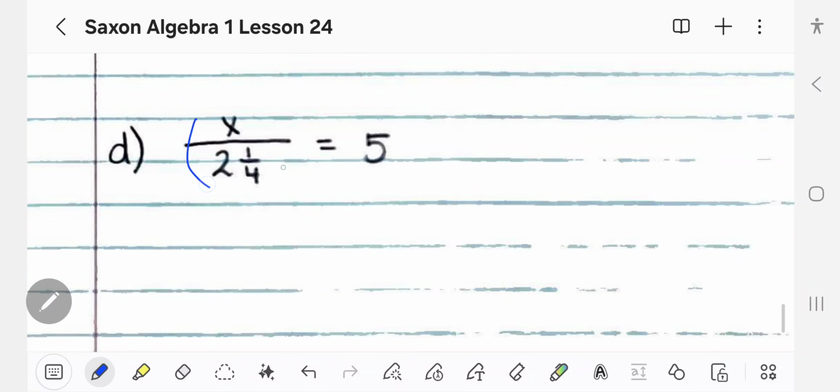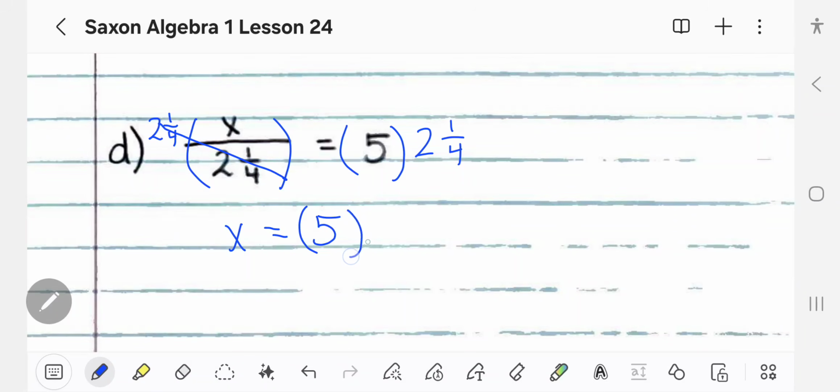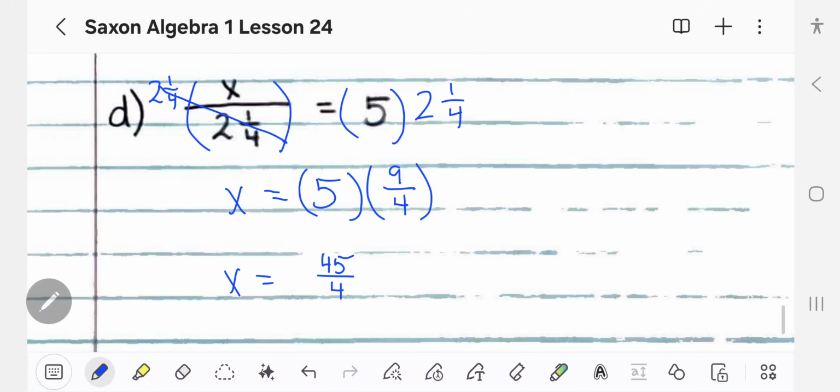D, they're multiplying both sides, or I'm sorry, they're dividing. They are dividing the x by 2 1/4. So we are going to multiply by 2 1/4. That cancels. I'm going to multiply 5. Let's change this to an improper fraction. 2 times 4 is 8, plus the 1 is 9/4. Now I can multiply that 5 by the 9/4, and I get 45/4. Now that is simplified. They do not have any common factors, so that's an acceptable answer.